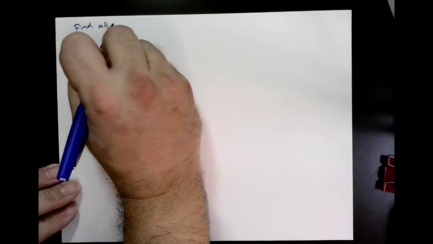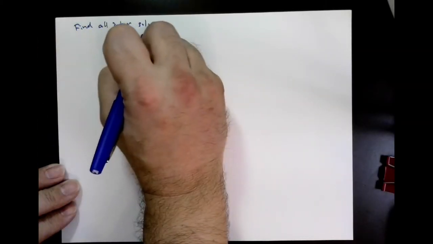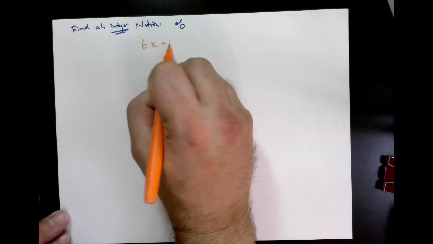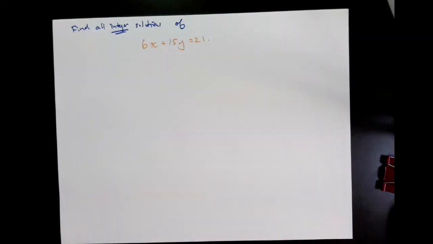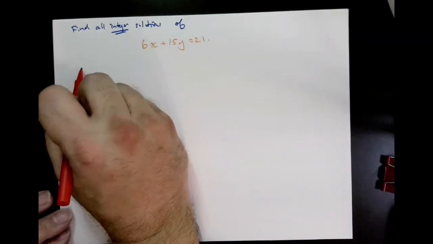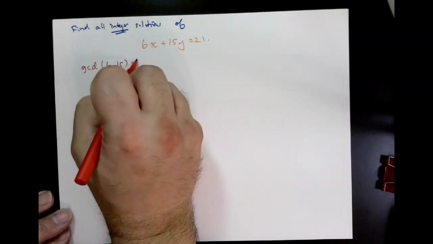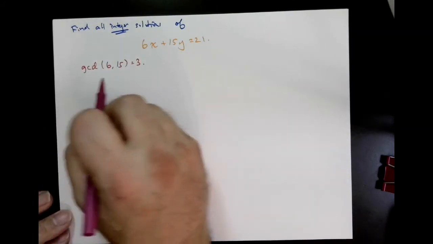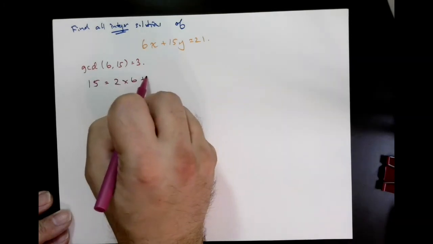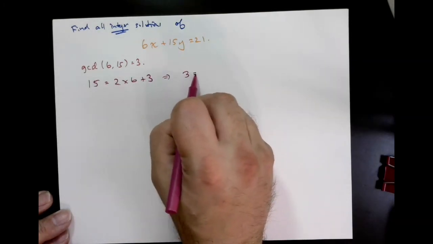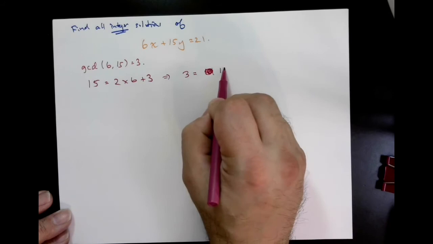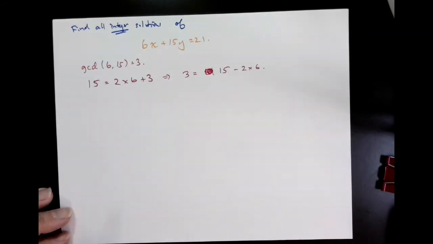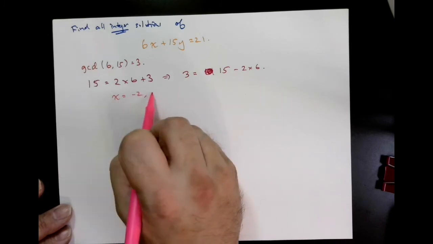We'll do one more example to tie it all together, but this time with nicer numbers. We want to find every integer solution of the equation 6x plus 15y equals 21. You see the numbers are a little bit nicer here. Let's first note that the GCD of 6 and 15 is 3. We can kind of do this one in our heads. 3 obviously divides 6 and 15, and 6 doesn't divide 15, so we can't go bigger than 3. So, by the Bézout identity, we can solve the equation 6x plus 15y equals 3.